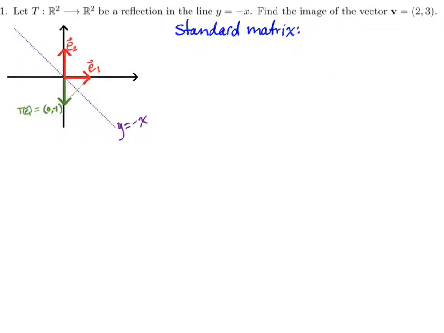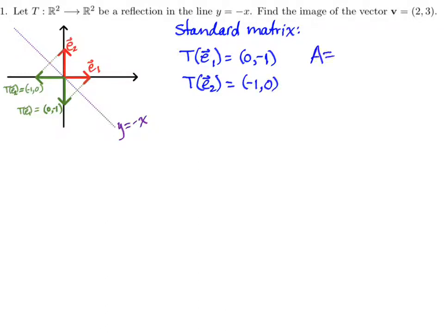And let's look at E2, where that goes. It's sitting on the y-axis right now. We reflect it across this line, and it lands on the x-axis, but it has a negative first component. So T of E2 is negative 1, 0. So let's put this together and look at the matrix. T of E1 is 0, negative 1. T of E2 is negative 1, 0. And lining those up as the columns, we get this matrix, 0, negative 1, negative 1, 0.